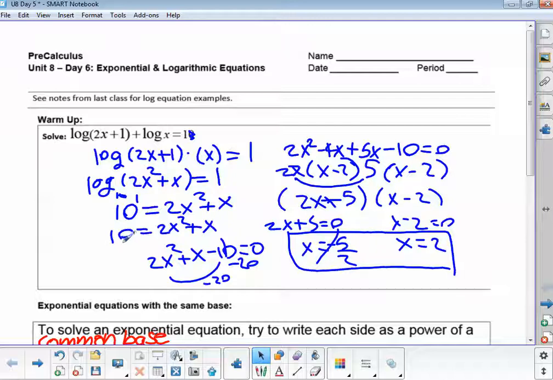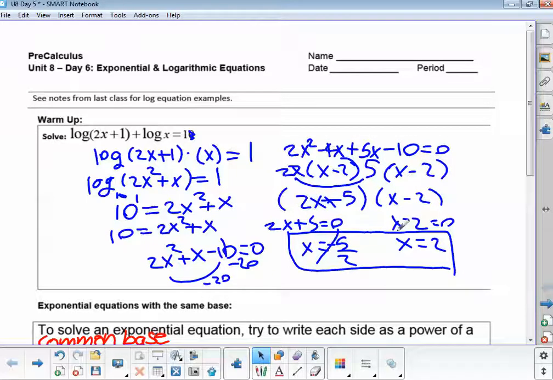So then you need to subtract the 10 to get one side to be 0, and then you need to factor. So the student found the numbers that multiply to negative 20 and add to 1. Those numbers were negative 4 and 5, and he replaced the x with negative 4x plus 5x. And then he factored the common factor out of the first two and out of the second two. And then he has the factors 2x plus 5, x minus 2.